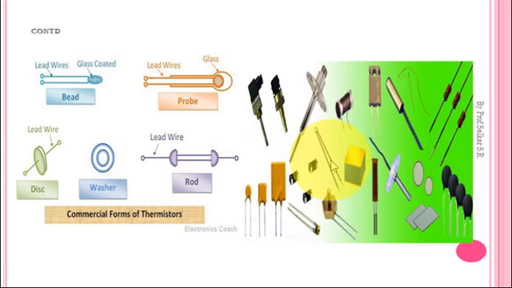This is a view of the different types of thermistors available. So these are the thermistors. These are the disc type and bead type. Here are the leads of the thermistors to connect them into the circuit. This is again a disc type one. So these are different thermistors available in the market. This is how a thermistor looks.